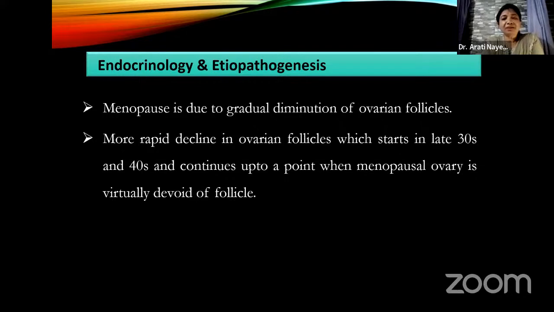As all of you know, menopause is cessation of menstruation due to degeneration of ovarian follicles. It is due to gradual diminution of ovarian follicles, and there is a more rapid decline in ovarian follicles, which starts in the late 30s and 40s and continues up to a point when the menopausal ovary is virtually devoid of follicles.